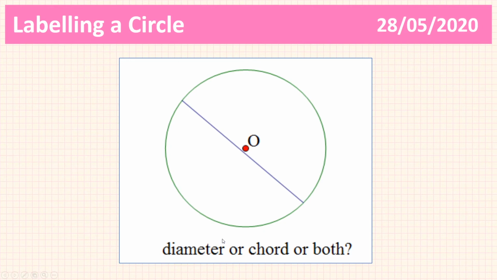A diameter, in essence, is a type of chord. It's a very specific chord, right? A chord is just joining any 2 points on a circle. On the circumference of a circle, if you join any 2 points, that's a chord. A diameter adds an extra constraint to a chord, which means it has to go through the center. The diameter is the longest length in a circle, right? If it goes through the center, it will be the longest length. That's what the diameter is.